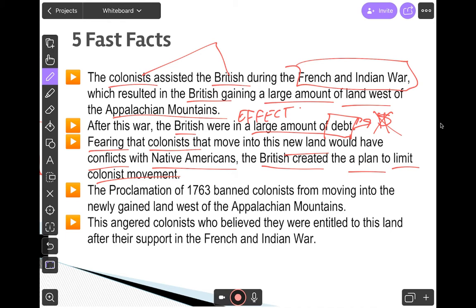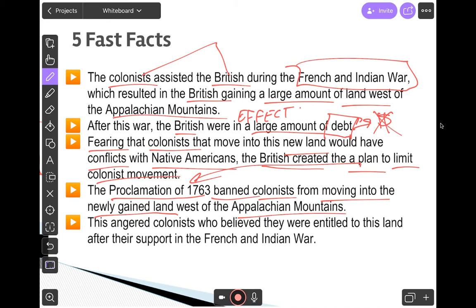Okay, so the plan that is created by the British is the Proclamation of 1763. What this did is it banned colonists from moving into the newly gained land, which is west of the Appalachian Mountains. The British say, well, we can stop this potential conflict between the colonists and the Native Americans if we ban the colonists from moving out into this new land. So that's the proclamation. It's limiting colonist movement.